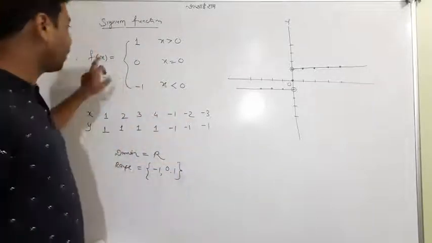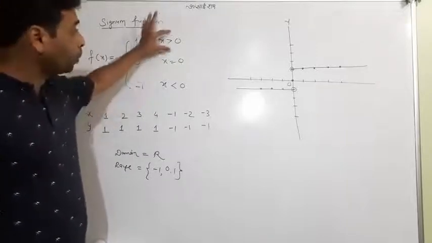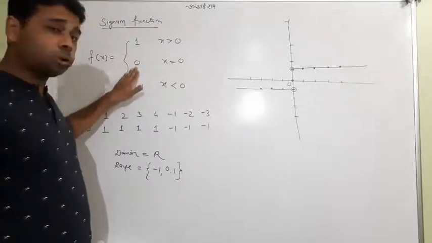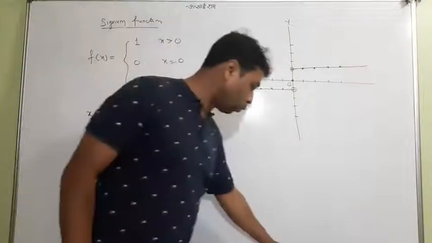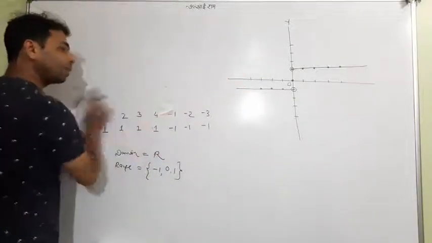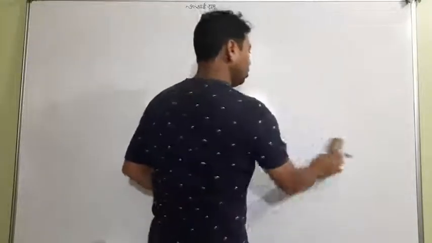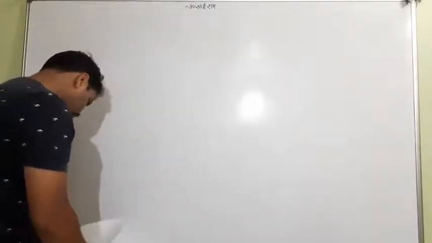Range is always y. So y equals what you are getting? 1, 0 and minus 1. For all positive values, it is 1. For all negative values, it is minus 1. And at x equals 0, it is 0. So all 3 values only are the range set. So this is the signum function. Keep in mind the graph as well as the domain and range. Okay, now I'll move on to the next, one of the interesting parts.